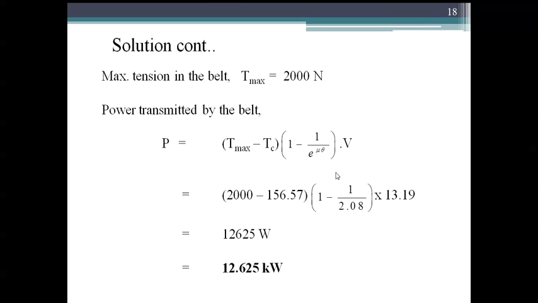Centrifugal tension is considered where the velocity of the belt is more than 10 meter per second. So in a problem, if the mass of the belt is given, we can find the Tc value. After finding the Tc value, you can find the power using the formula T max minus Tc into (1 minus 1 by e power mu theta) into V.